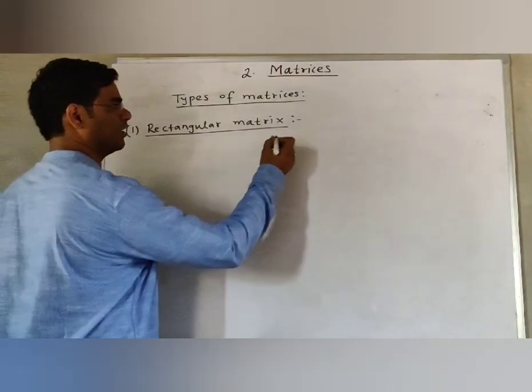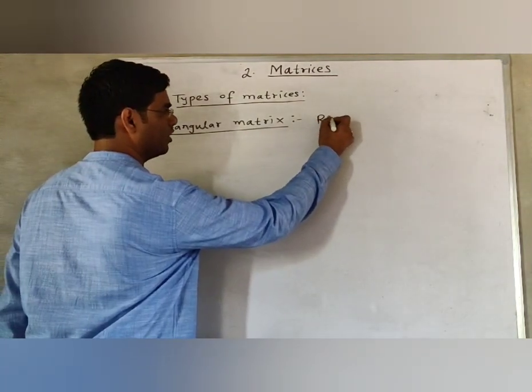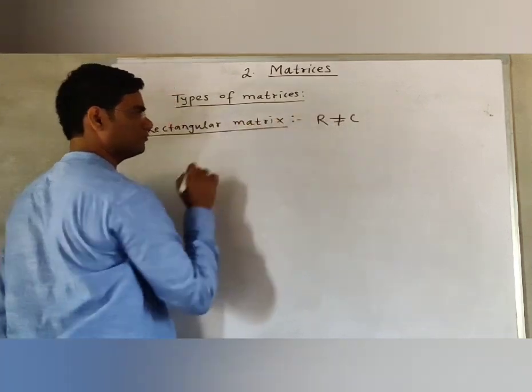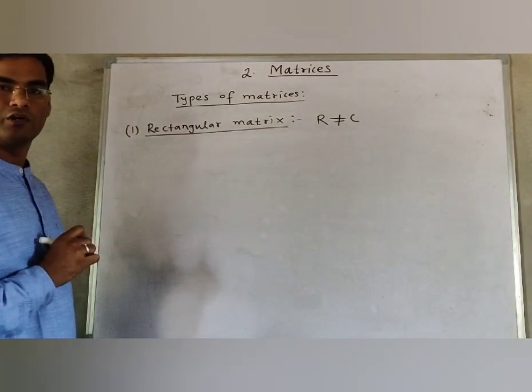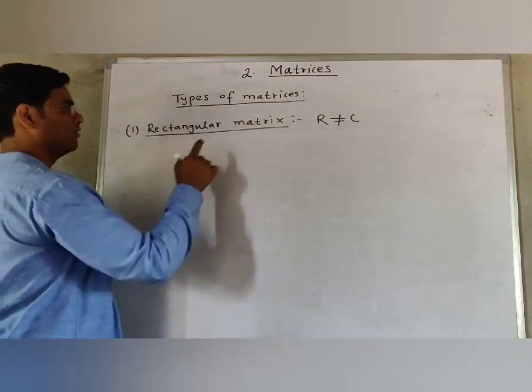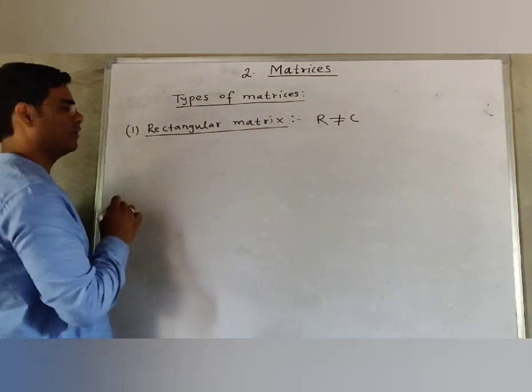A rectangular matrix is a matrix in which the number of rows is not equal to the number of columns. This type of matrix is known as a rectangular matrix.